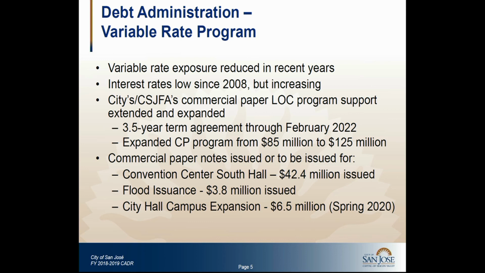Commercial paper notes were used to purchase the Convention Center South Hall in the amount of $42.4 million. We've issued commercial paper notes for flood issuance this fiscal year, $3.8 million. And to come will be the City Hall campus expansion. We have authorization to issue $6.5 million, and that'll be for the Department of Clean Energy as they expand.